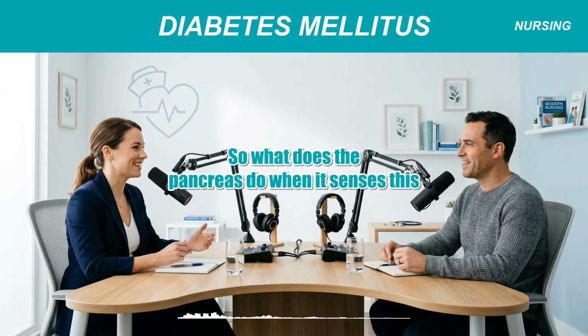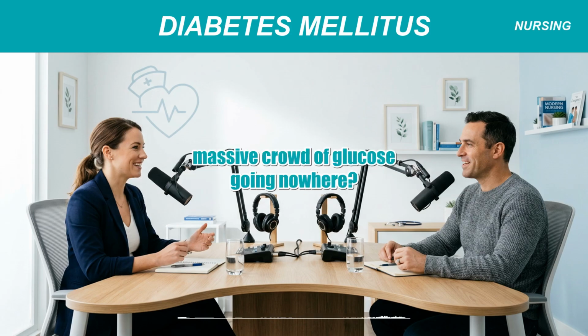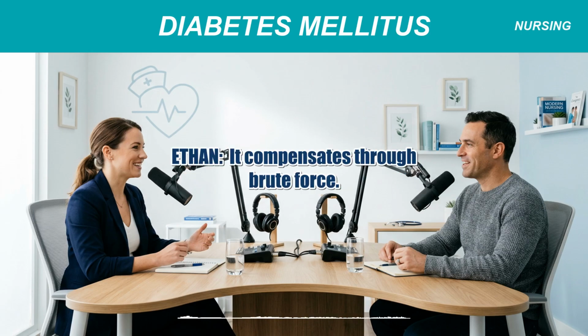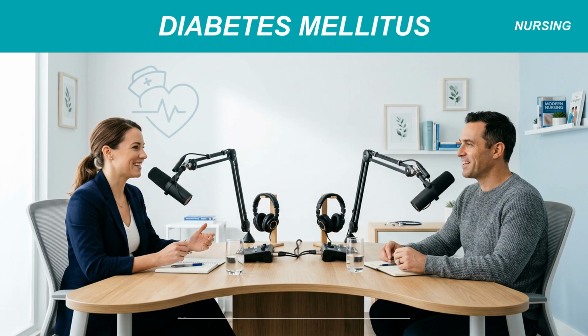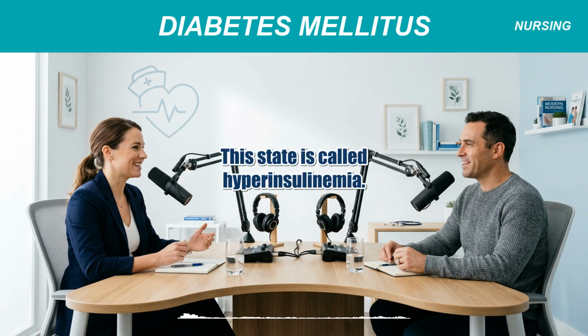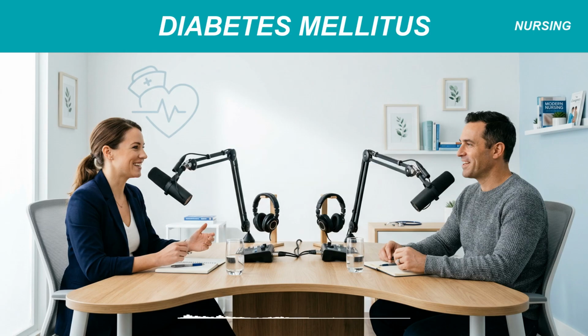So what does the pancreas do when it senses this massive crowd of glucose going nowhere? It compensates through brute force. The beta cells pump out massive amounts of insulin to try and force the signal through. This state is called hyperinsulinemia. That sounds exhausting. It is.